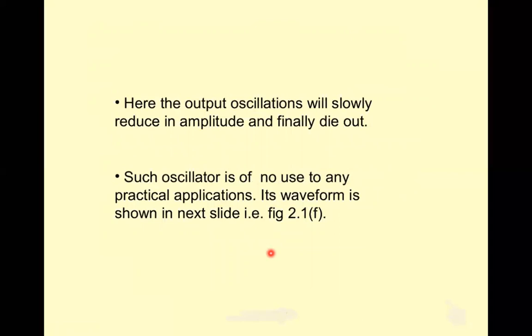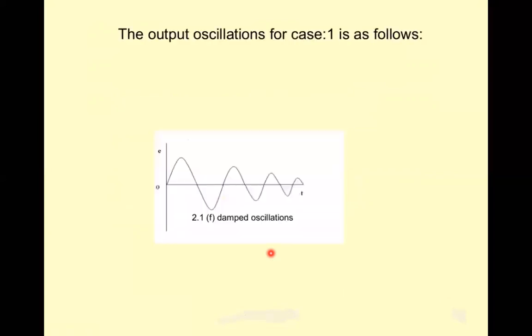Here the output oscillations will slowly reduce in amplitude and finally die out. So what kind of oscillation is this? These are nothing but damped oscillations, because as time increases, the amplitude decreases and finally comes to zero value. Such an oscillator is of no use in any practical application. Its waveform we can see in this diagram, where the amplitude is decreasing with respect to the increase in time.